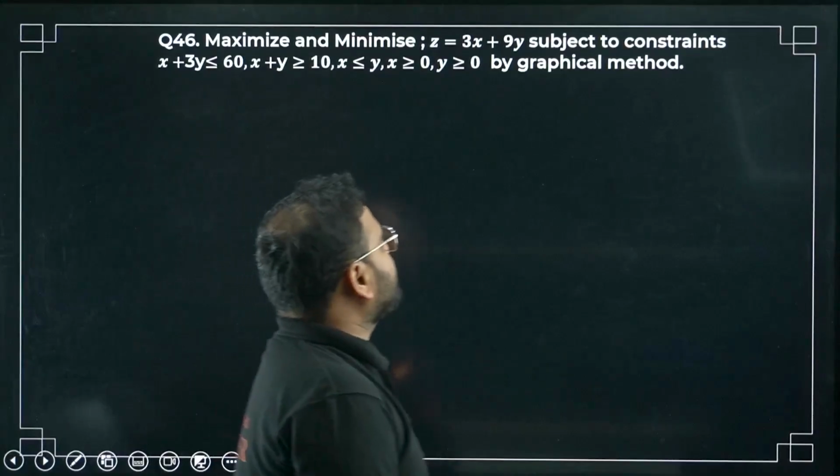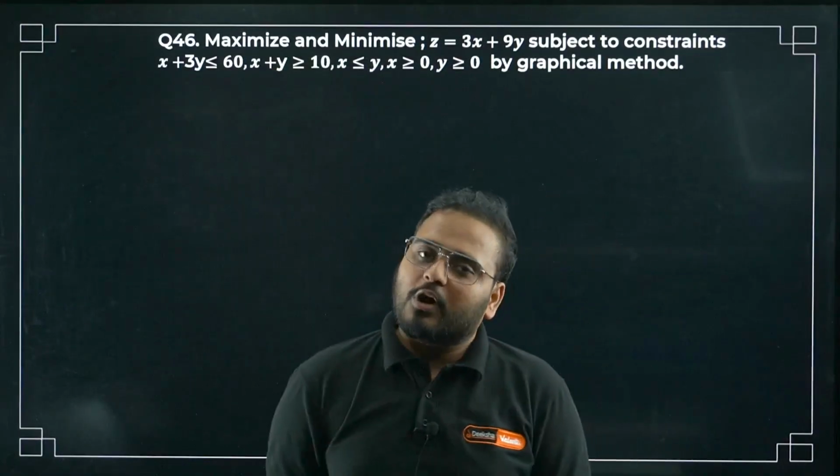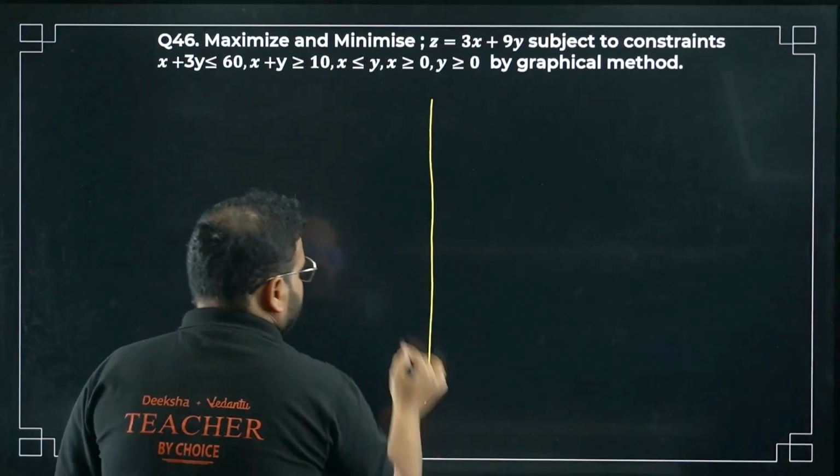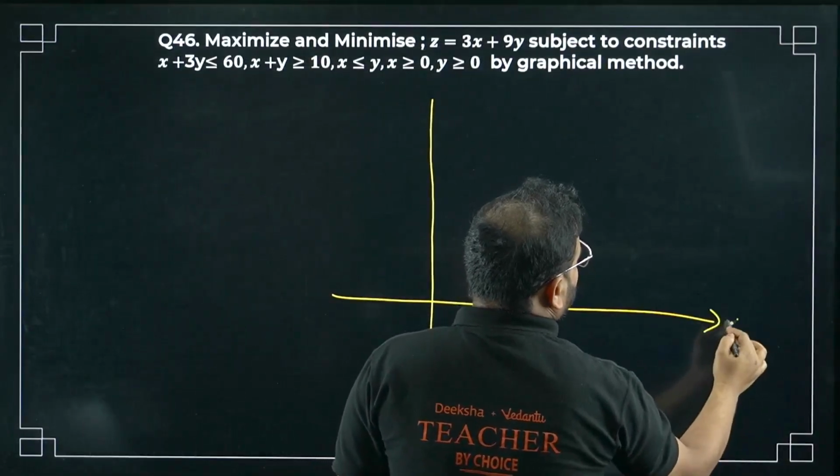Maximize and minimize z equal to 3x plus 9y. I will not solve this question. I'll let you know how to solve it. You only solve it because it's a very simple question. Simply plot the graph. That's all that is required. So, the graphical approach is what we need.